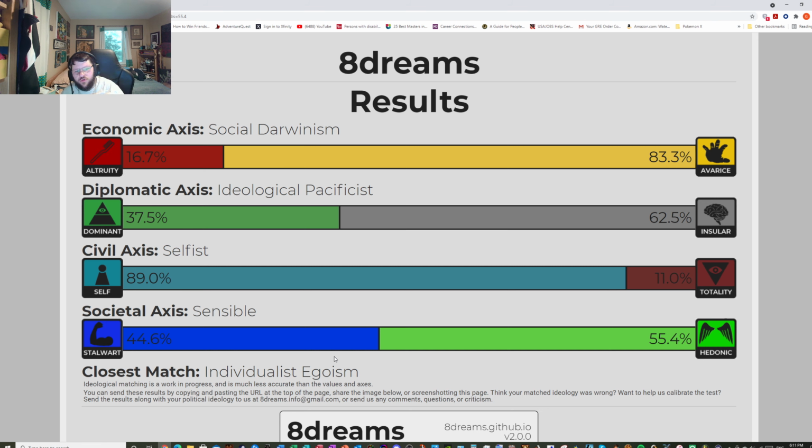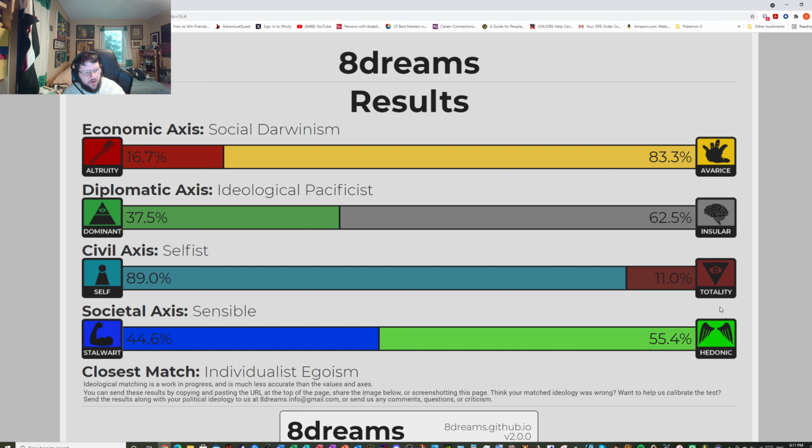Hey, so let's see our results. Economic axis: altruity versus avarice. Avarice, 83.3%. Social Darwinism. Okay, that makes sense. Diplomatic axis: ideological pacifist, 62.5% insular versus 37.5% dominant. Oh, I got 16.7% altruity, by the way, on this other one. 37.5% dominant. Okay.